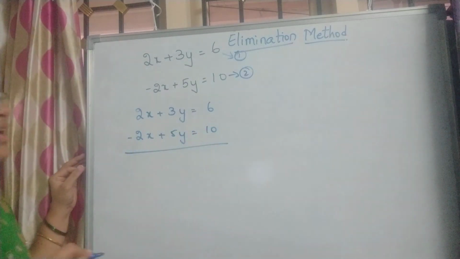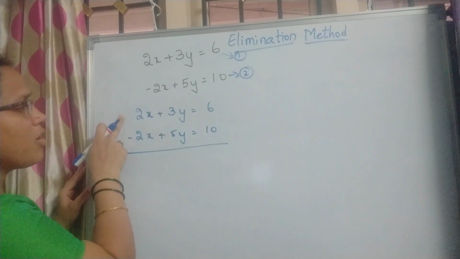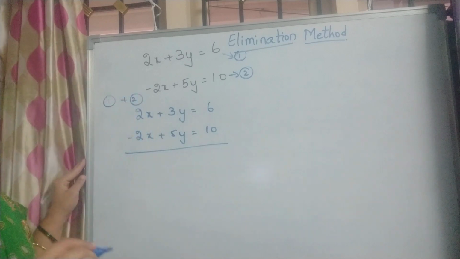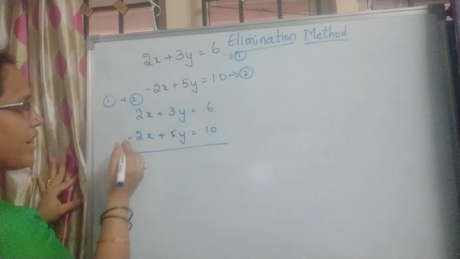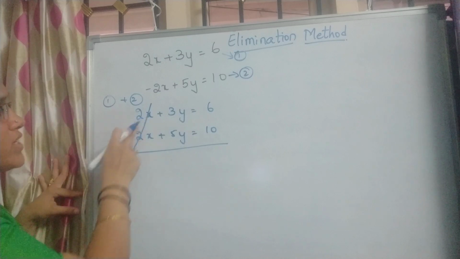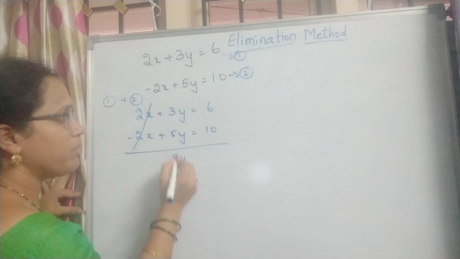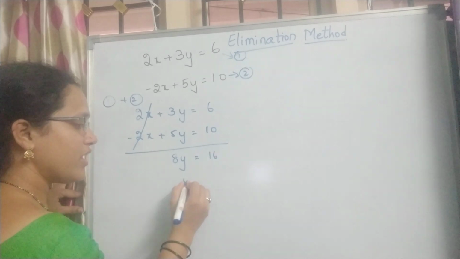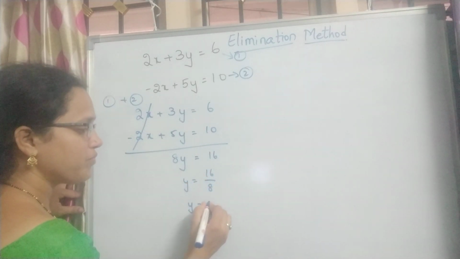Now, what should you do here? This one has a negative sign and this one has a positive sign. So I will add equation 1 plus equation 2. That means I am adding both the equations together. When 1 and 2 are added together, what will happen? The x terms will cancel because it is plus 2x and minus 2x. And here you will get 8y, because 3y plus 5y is 8y, and 6 plus 10 is 16, so y is equal to 16 by 8, where y is equal to 2.